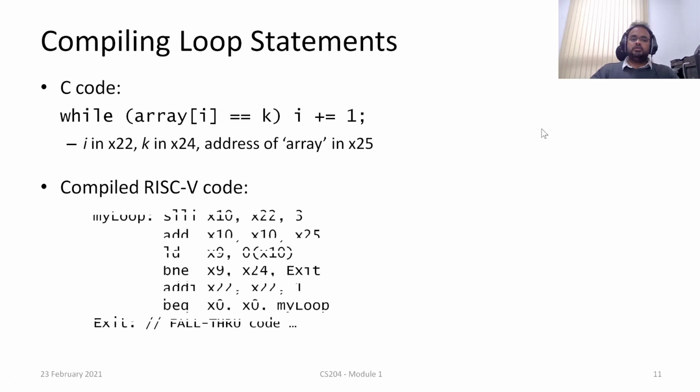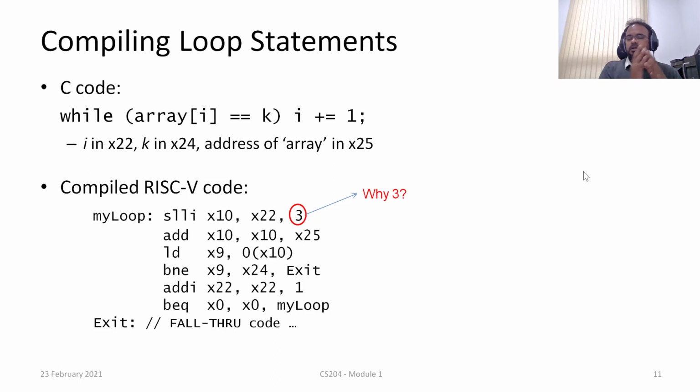The compiled RISC-V code would look something like this. Here, my loop is the label I have given to this particular instruction, and the same label is used here. The very first instruction is shift left logical immediate. The immediate value that we are giving is 3, and what we are shifting left is the value in x22, which is I.